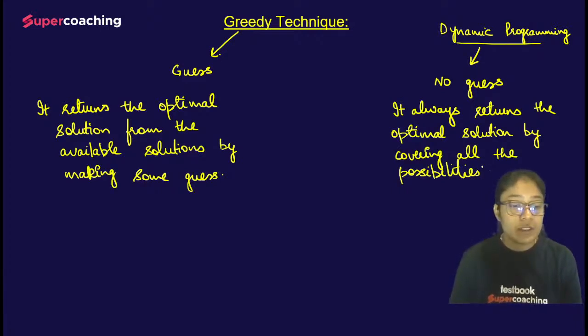Guys, is this difference clear? In dynamic programming, we calculate the recursive function once. Later, we use the same recursive function and we don't calculate the recursive function again.